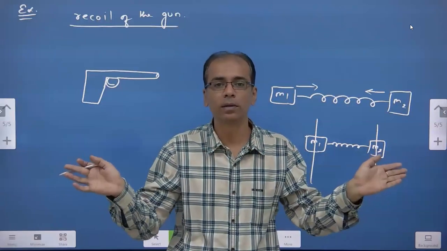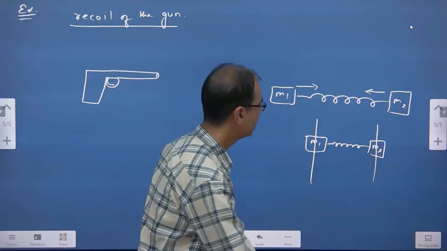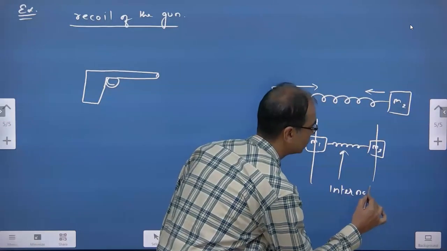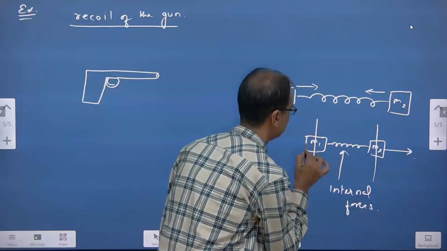Now I released it. So why are they going? They are going because of the spring. And what is spring? Internal. Spring is internal. Is there any external force? No. So because of internal force they are moving, this in this direction, this in that direction.